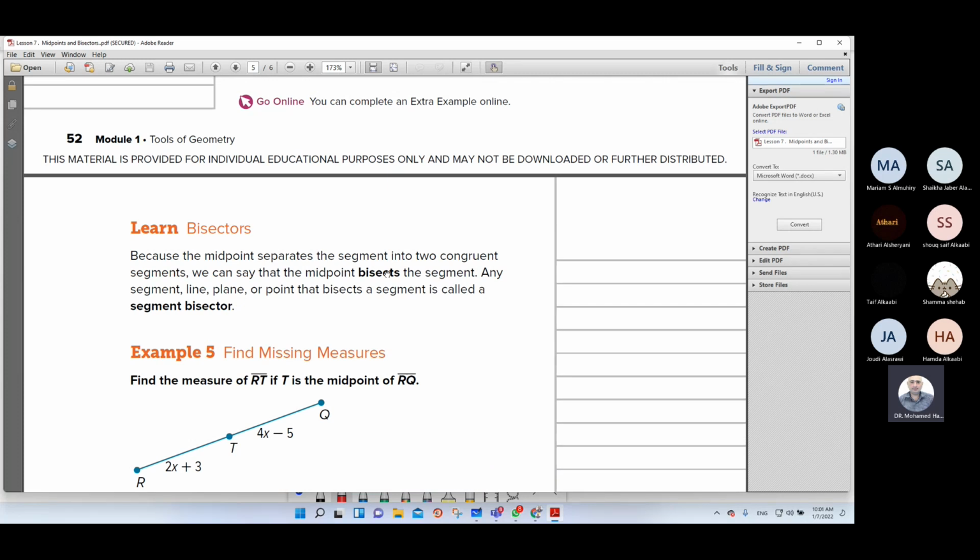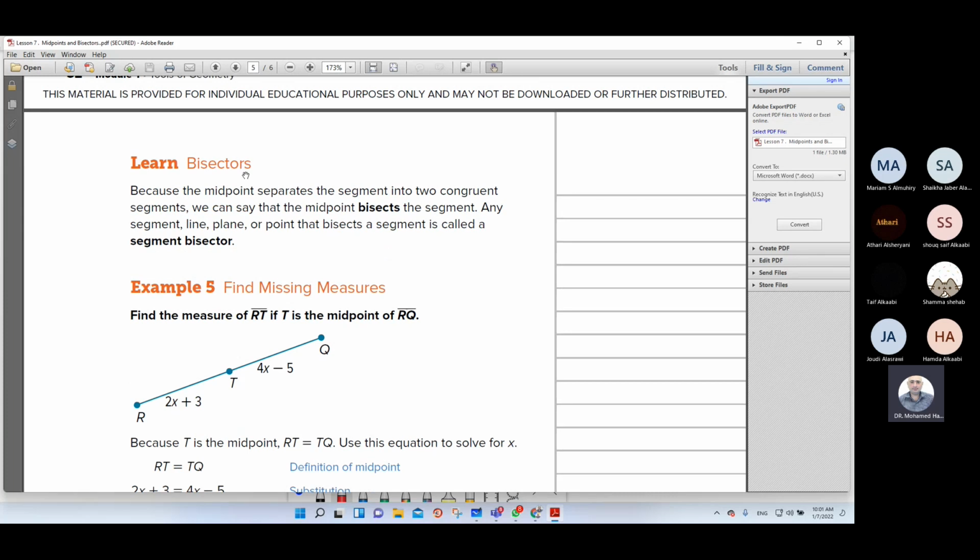The second idea in this lesson, the bisector. What is the meaning of bisector? Because the midpoint separates the segment into two congruent segments, we can say that the midpoint bisects the segment. Bisects means divide into two equal sides. Here T divides or separates RQ into two equal sides. TQ equals RT. So it bisects the segment. Any segment, line, plane, or point that bisects a segment is called a segment bisector. So this is the meaning of the segment bisector or the bisector.